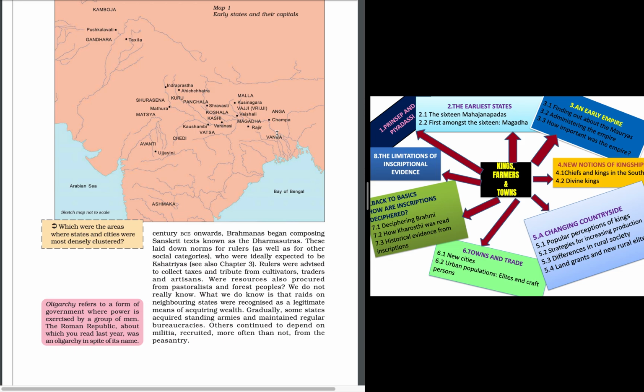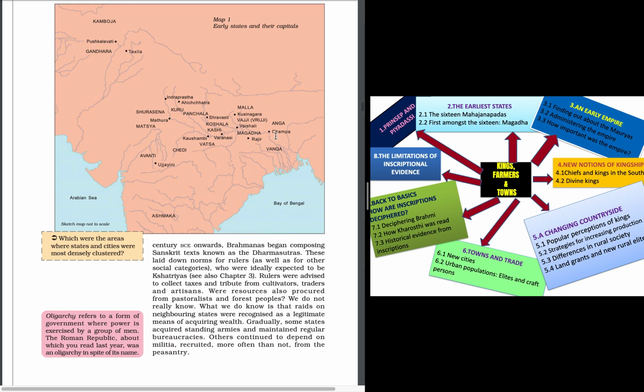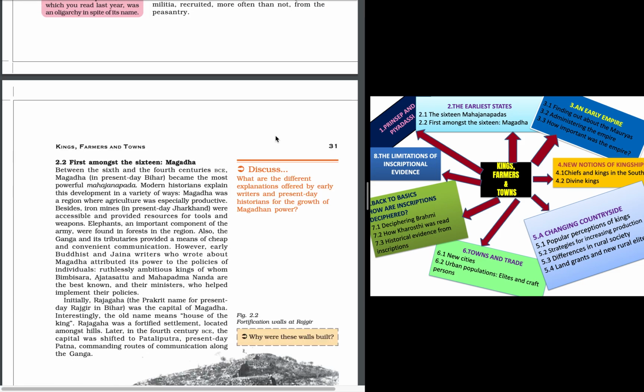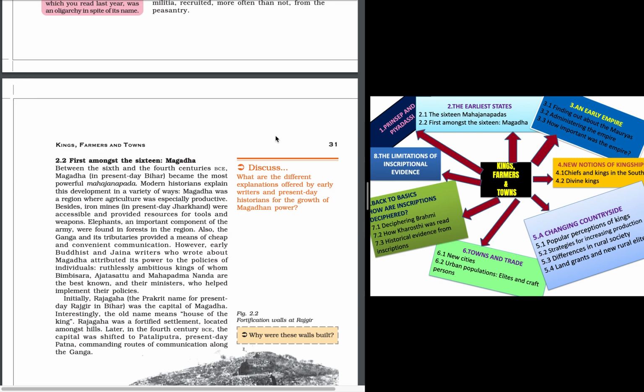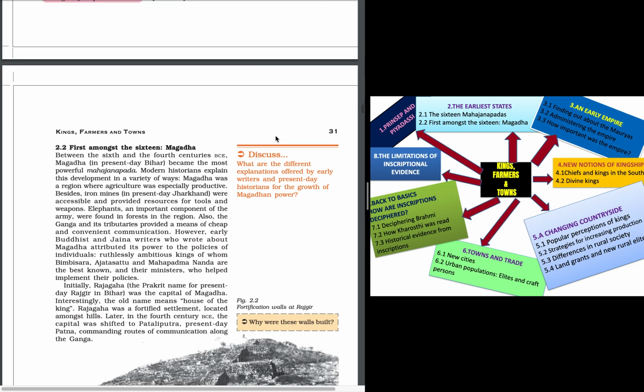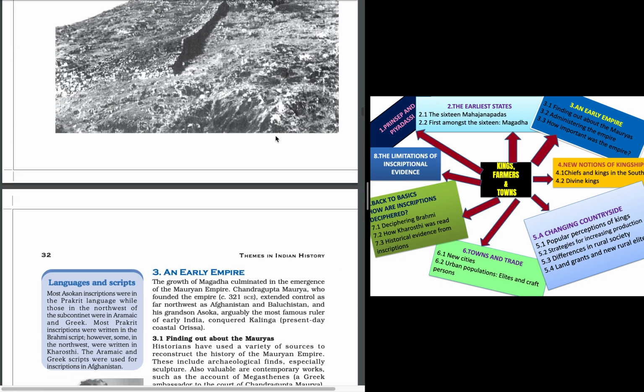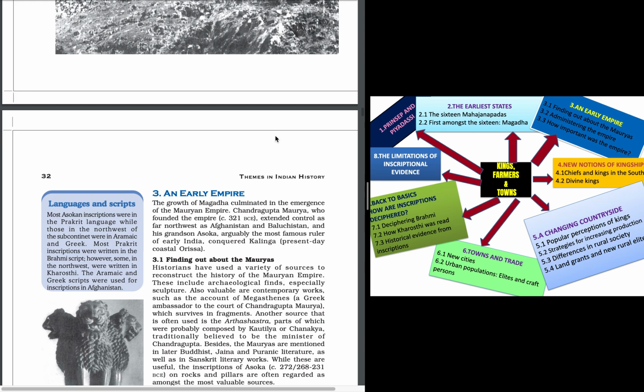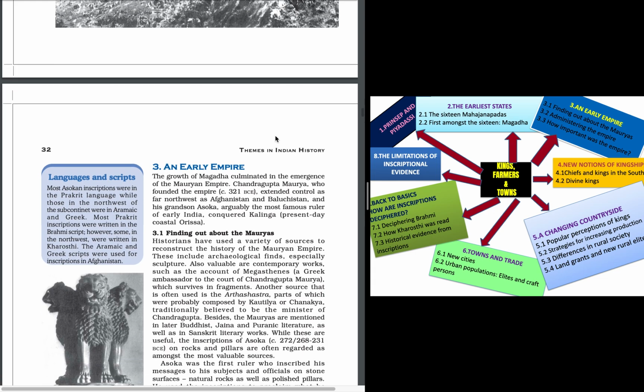and these 16 Mahajanapadas were here: Avanti, Chedi, Ashmak, Matsya, Surasena, Gandhara, Kamboj, Kuru, Panchal, Koshal, Kashi, Vatsa, Mall, Vajji, Magadha, Ang and Vang. Amongst them, Magadha was the most developed due to some reasons that we will discuss particularly in that subheading when we will discuss elaborately. Then the third topic, the third subheading is an early empire.